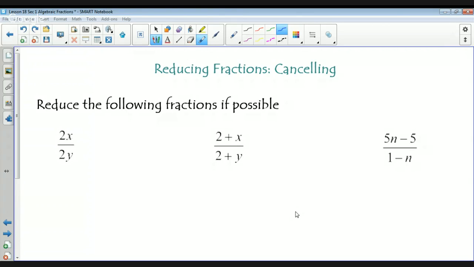So this is already factored. 2 times x, that's multiplication, right? So can you simplify 2 times x divided by 2 times y? Yes. So your final answer should just be x over y.